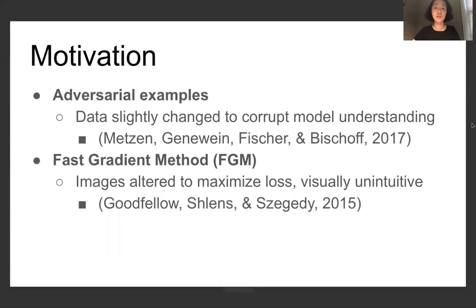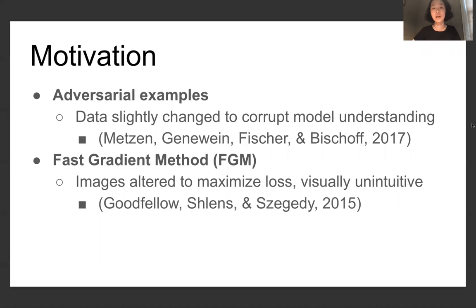First, I would like to go through the motivation and angle of attack for my project. My project was motivated by the presence of adversarial examples, or data that has been slightly changed to corrupt the model's understanding. To make that a little bit more concrete, I will explain the definition of fast gradient method. Fast gradient method is a strategy to create these adversarial examples. It alters images to maximize the loss. The loss is the quantification of the model's misunderstanding of the data, and because the loss is mathematically defined, it can be quite visually unintuitive the ways in which the images actually become changed.